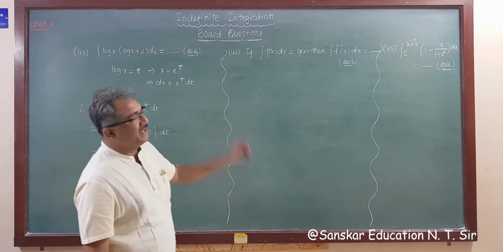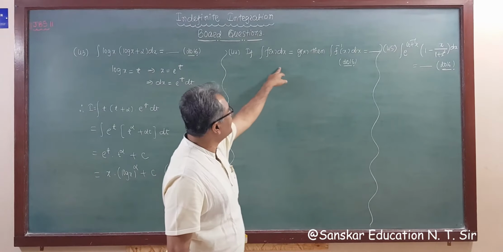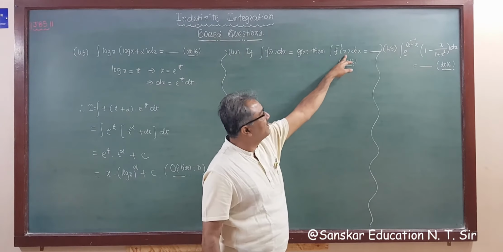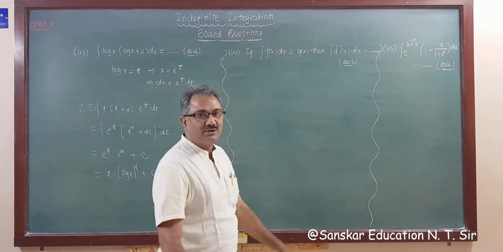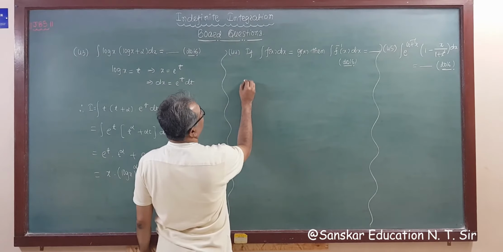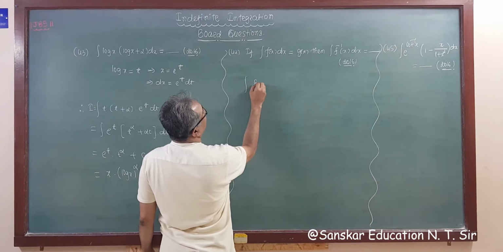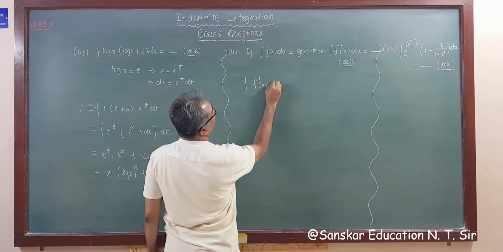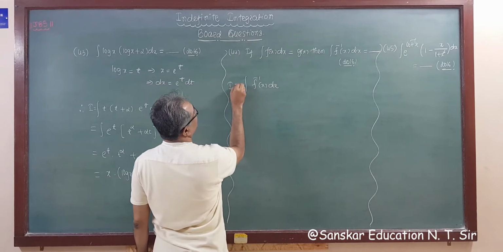Now this is a nice question. It is given that integration of f x dx is equal to g x, then we have to integrate this. Now f inverse x, we don't know anything. So if we assume integration of f inverse x dx, then we have to find out the value of this, right?